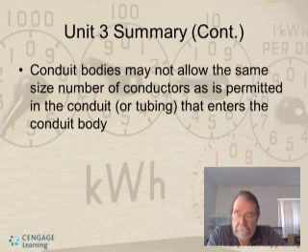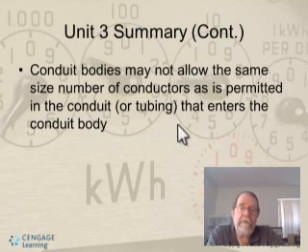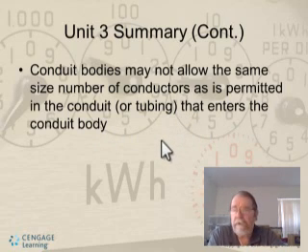Conduit bodies may allow the same size number of conductors as is permitted in conduit or tubing that enters the conduit body. This is telling us conduit bodies may allow the same size number of conductors as is permitted in the conduit or tubing that enters the conduit body. In other words, it's telling us that you got 12 gauge conductors coming in there, so you're allowed to have, say, 8 of them in there if it's, I think we figured it was 31 cubic inch.